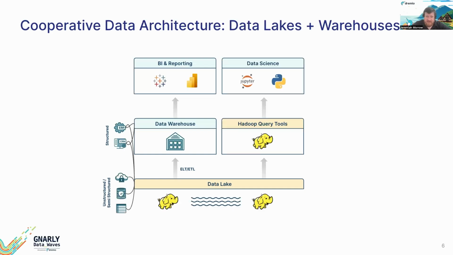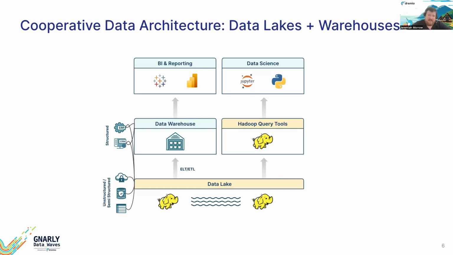And so this is what we see in probably 99% of the organizations we talk to today, enterprise organizations. This is what I call a cooperative data architecture. So you'll have one or many data warehouses sitting alongside one or many data lakes, both of which are doing pretty much the same thing they've always done. Data warehouses for BI and reporting, and data lakes for data science.